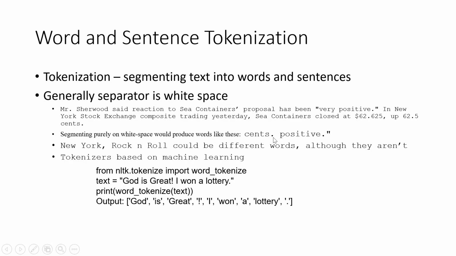Segmenting purely based on white spaces will produce errors like this: sentence followed by a full stop is actually a token, because look, this is the token which has been generated here. Okay, sentence followed by full stop. So that is not a valid token, right? Similarly, "neo or" can be two different words according to the simple algorithm which we mentioned. Or "rock and roll" can be treated as different words, although they aren't.